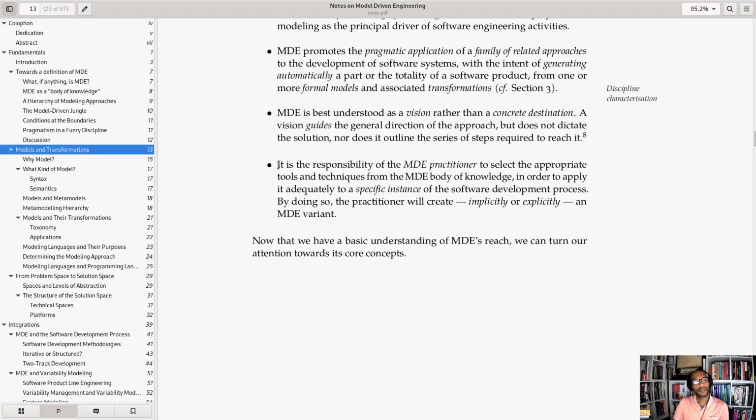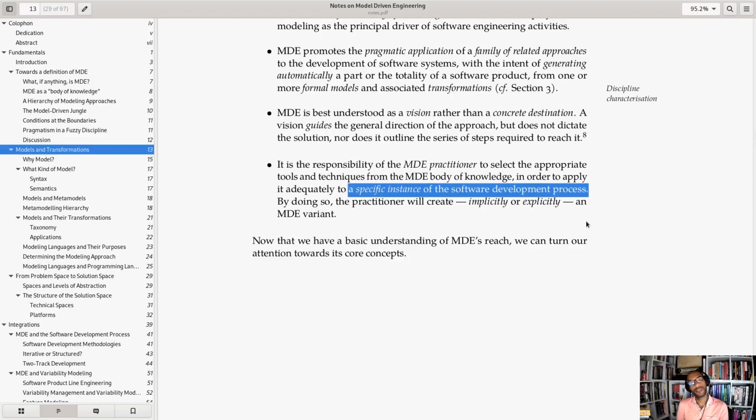And finally, this was my biggest conclusion, I guess. It is the responsibility of each MDE practitioner to select the appropriate tools and techniques from the body of knowledge in order to apply MDE in an adequate form to a specific instance of the software development process.